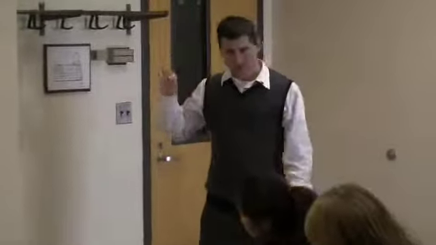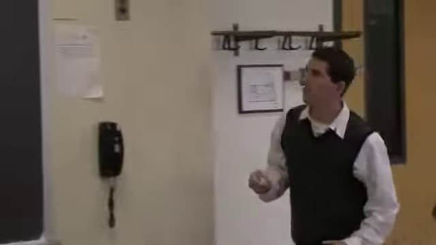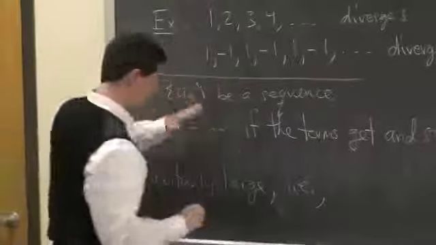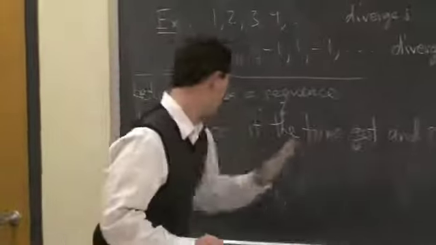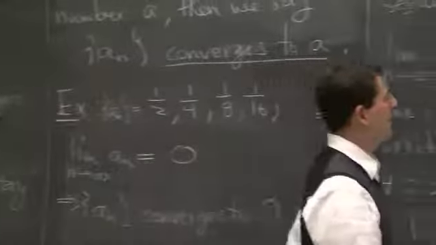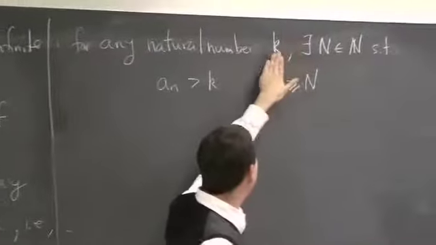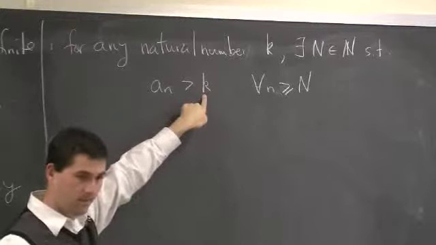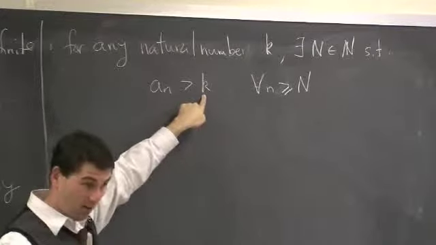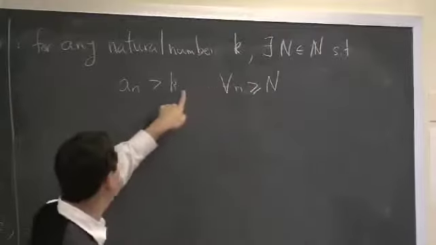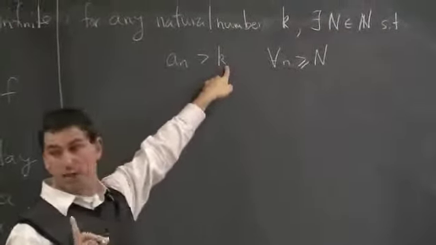Okay, let's see if this is actually giving us what we want. The limit of the sequence is infinite if the terms get and stay arbitrarily large. That's what we wanted it to mean. And this says, for any number that you put down, eventually I'm going to be bigger than that number. You can pick any natural number here, make it as big as you want, and I'm going to get bigger than it. So it's getting arbitrarily large.